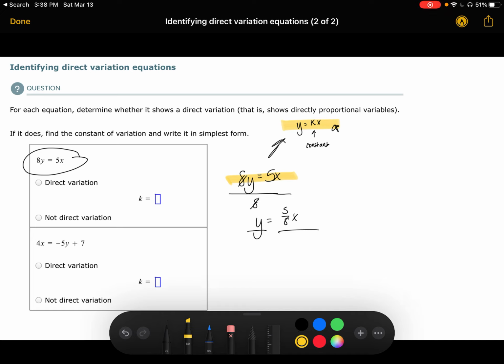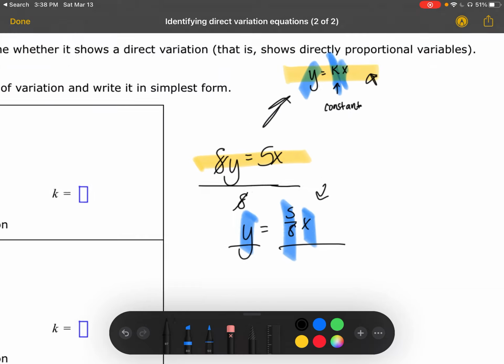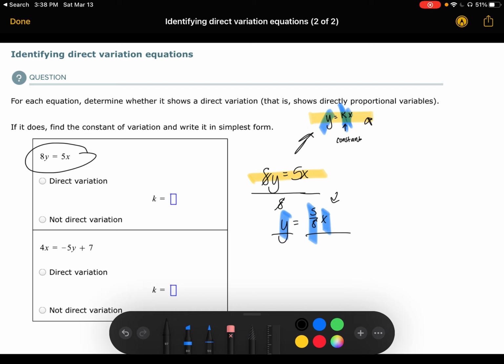Now, I have my y here. Let me put this in a different color. Y is there, and then I have this constant, 5/8, right there, and then I have x. Again, it's sort of like when you're graphing a line, y is y and x is x, and then what's in front of it is the numbers. It's the same concept. So you now have it in the same format, which means that yes, this is a direct variation.